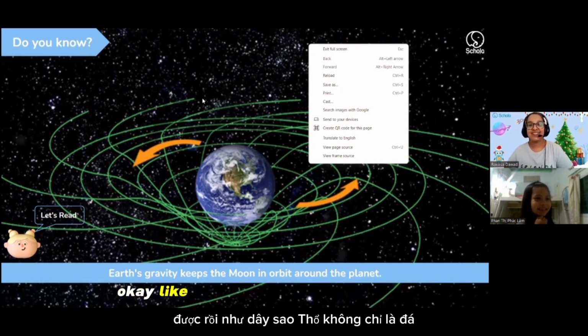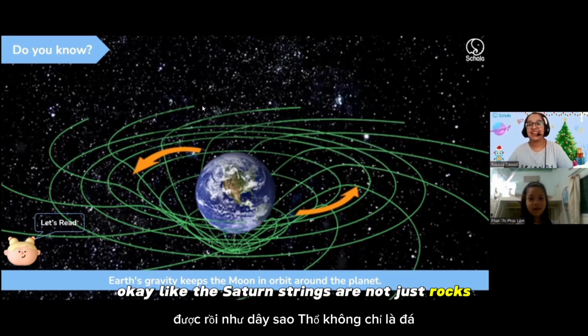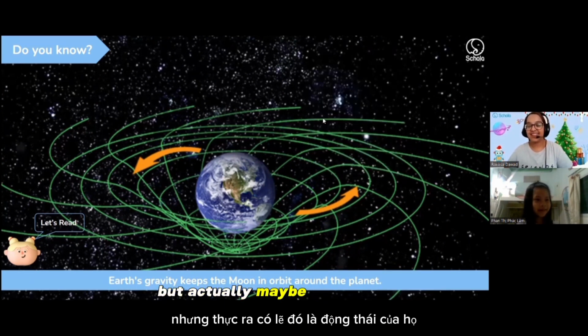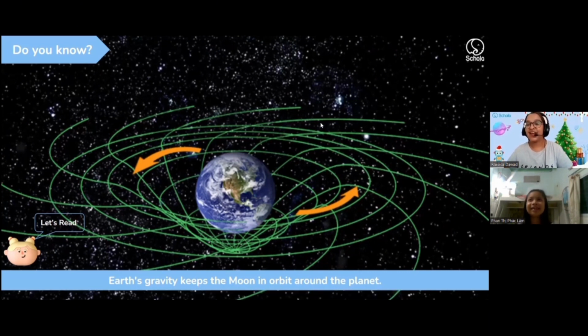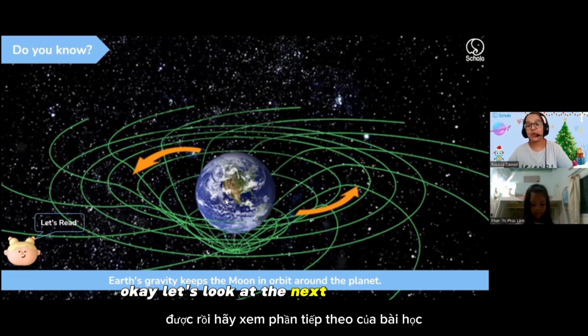Okay, like the Saturn's rings are not just rocks, but actually maybe it's their moons. Okay, all right. Okay, very cool. Okay, let's look at the next part of the lesson.